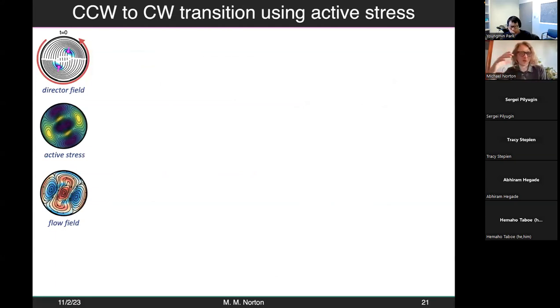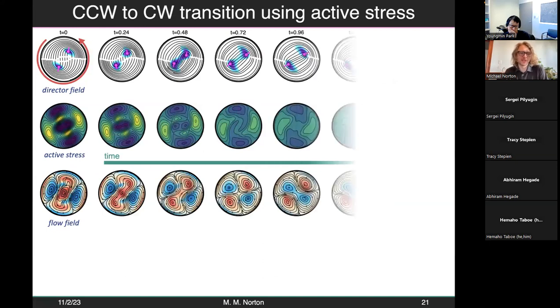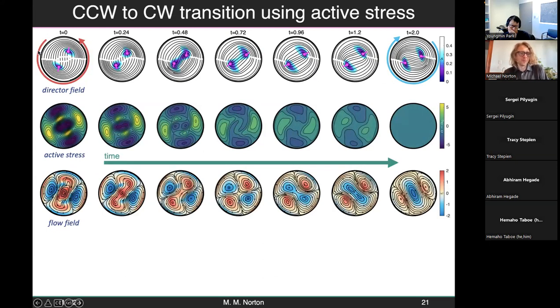Okay, so does it work? And the answer is yes. What you're looking at on the top here is the director field evolution. This middle field is the control field that I was trying to find, and the bottom is the flow field. You can see that it's kind of subtle, right? The defects are slowly twisting around by time 0.72. You have this very symmetric configuration that doesn't really have a handedness. And then by the end, you are now rotating in the other direction.